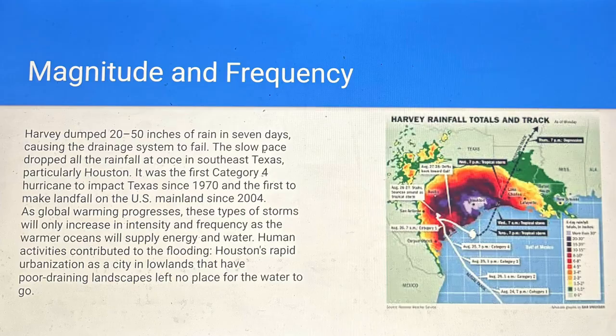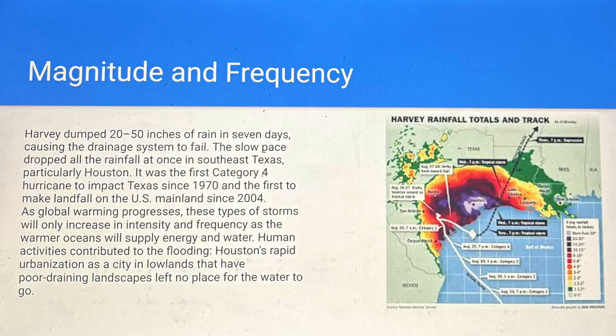It was the first Category 4 hurricane to impact Texas since 1970, which led to them being pretty unprepared for something like this. And it was the first to make landfall on the U.S. mainland since 2004. As global warming progresses, these types of storms will only increase in intensity and frequency, as the warmer oceans will continue to supply energy and water to produce these storms.